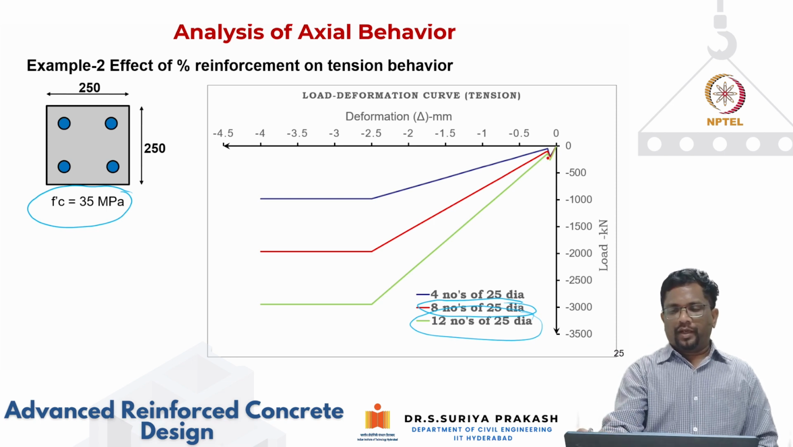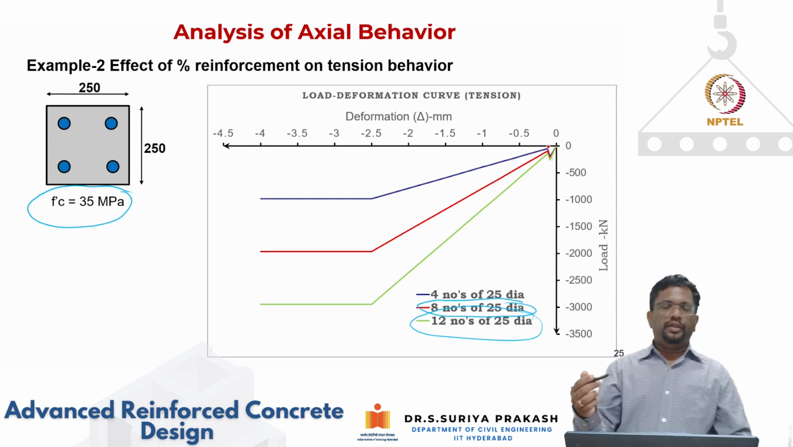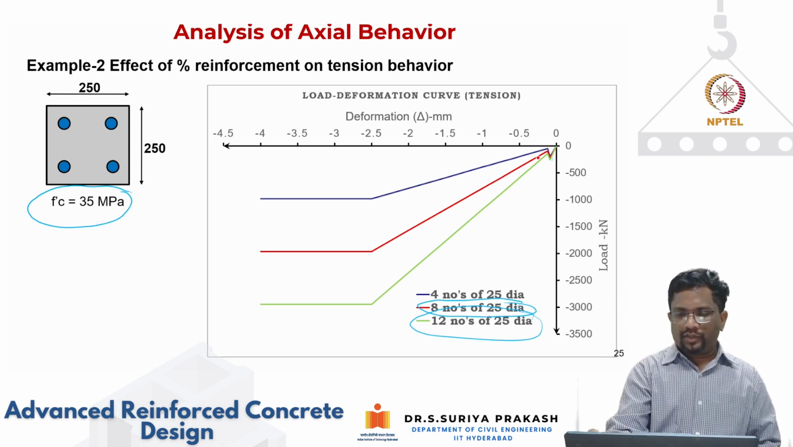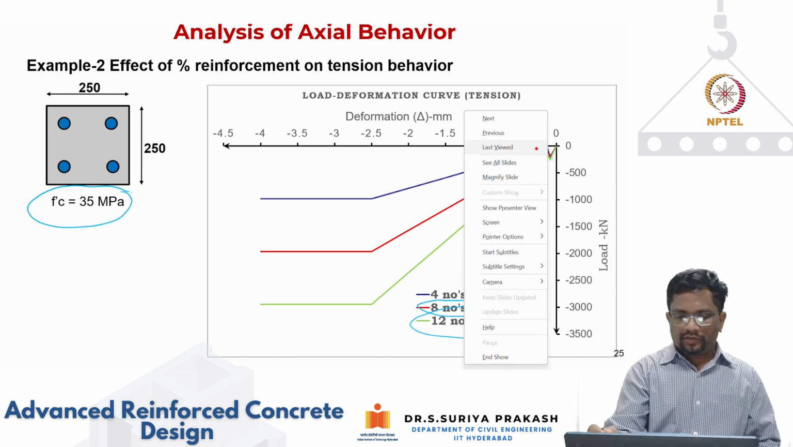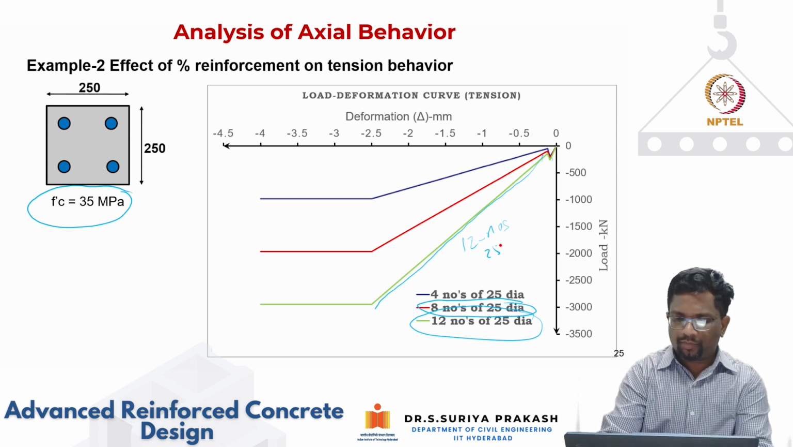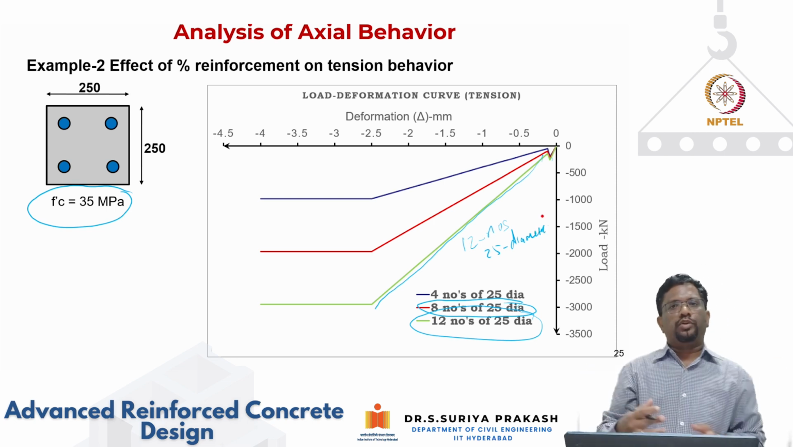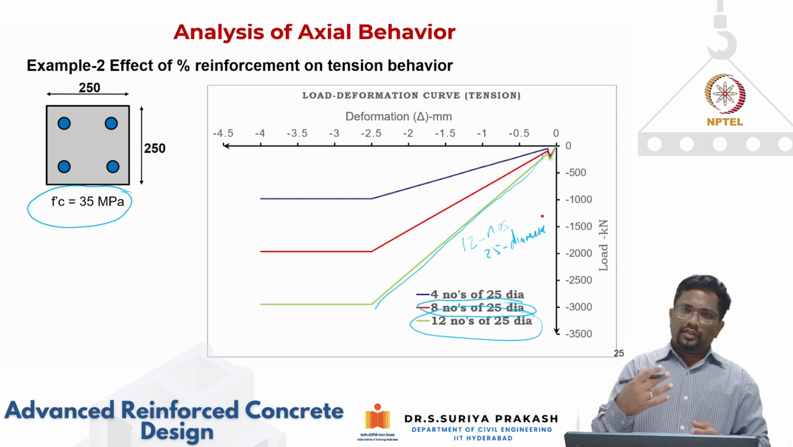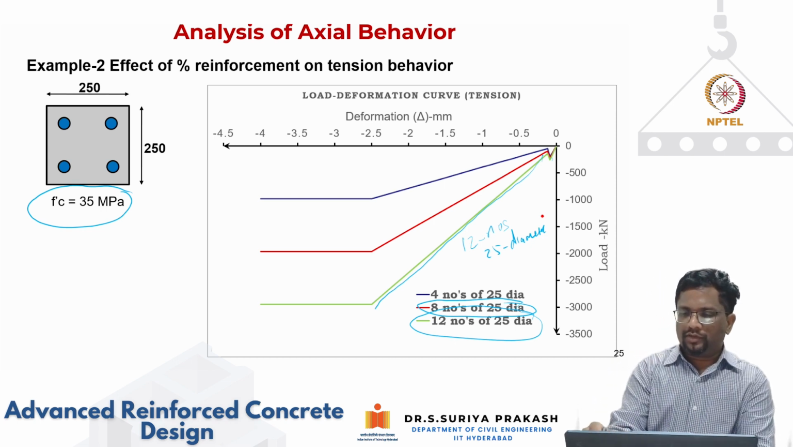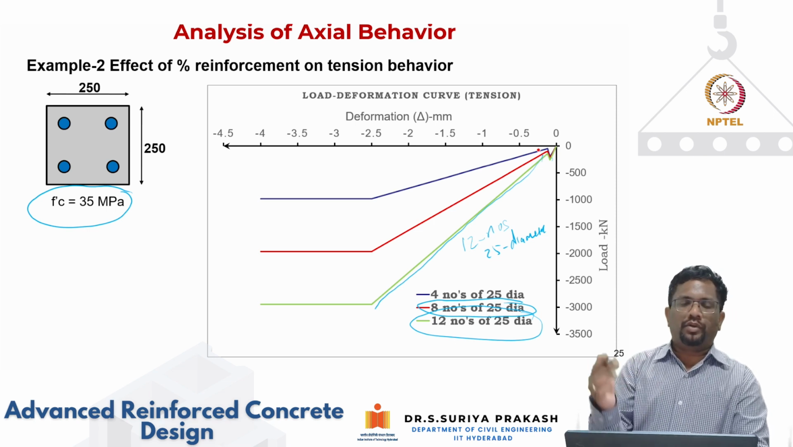You see here again, there's going to be a slight improvement in your cracking capacity. But more important is right after cracking, the stiffness is going to be pretty high. Okay, so here this is for actually 12 numbers of 25 mm dia. So that is what we have considered. Okay, so more the amount of steel that I'm putting in tension, it is going to give me higher post-cracking stiffness. But it is going to be minor change in your cracking load, not major.